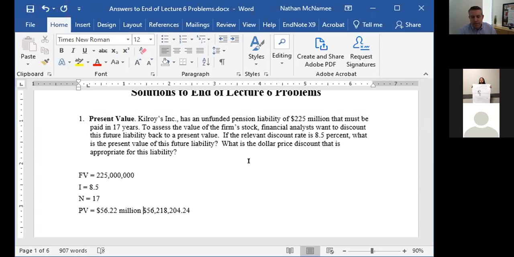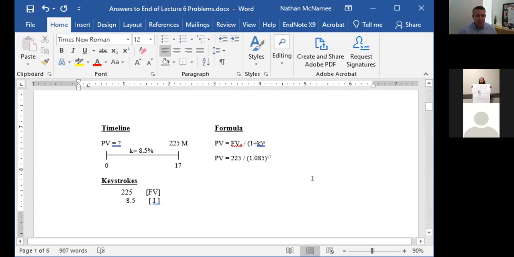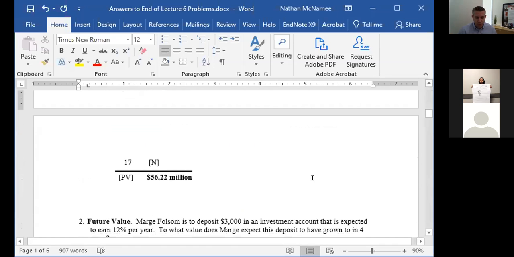But one of the things that I think about with this problem, maybe I would think, well, in 17 years, if I'm the company, I'm going to have to pay out 225. So maybe I'll put negative 225 as my future value, and then my present value would be a positive number. But really, it doesn't matter, because if you'd put negative 56 million, I would still give you the full points.